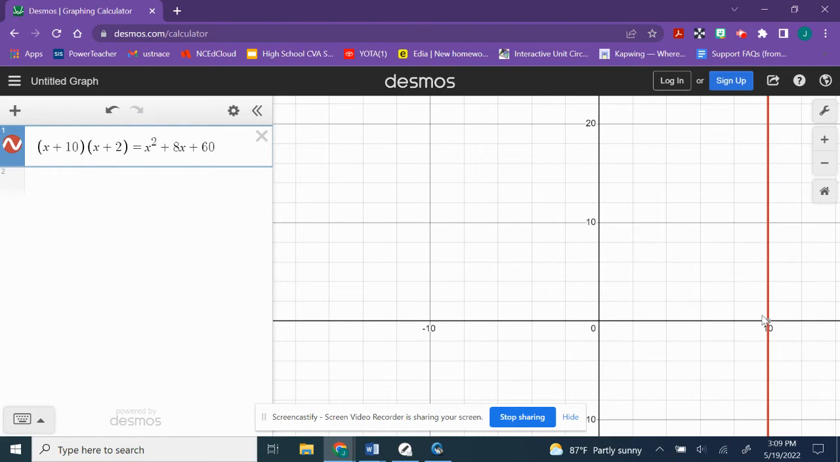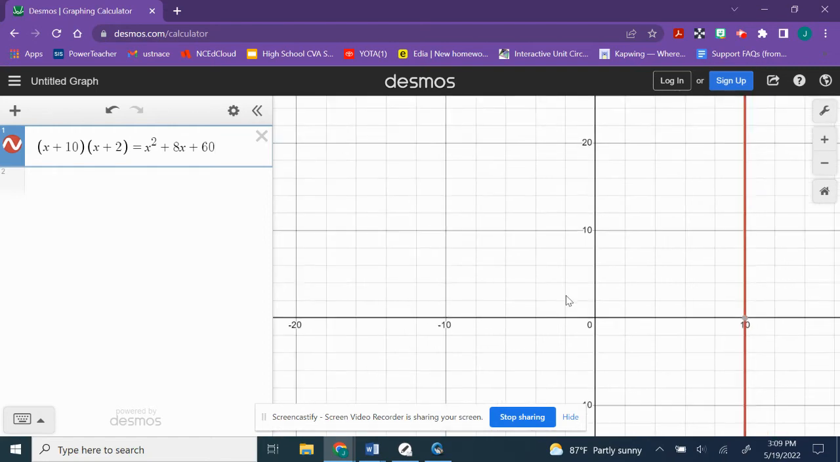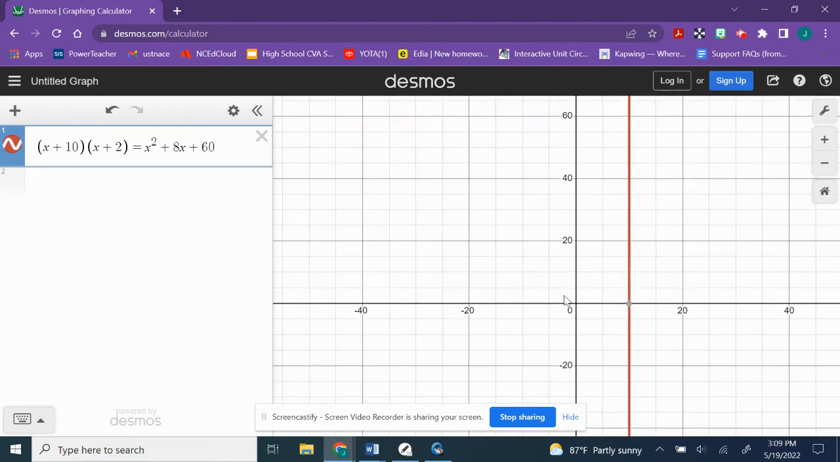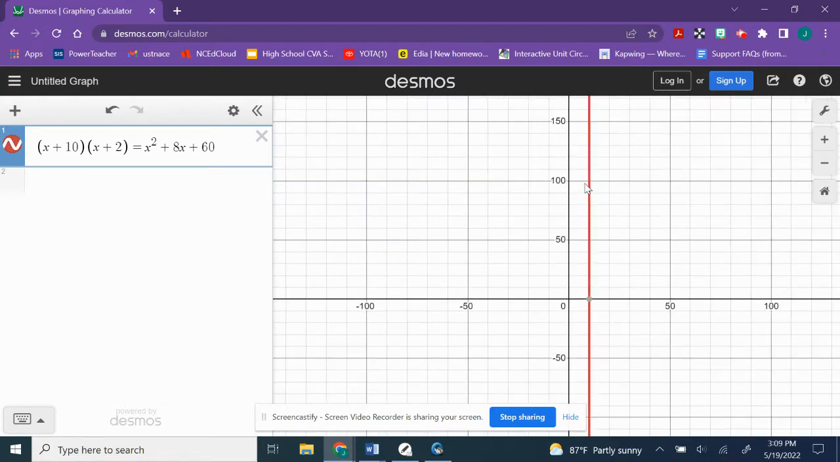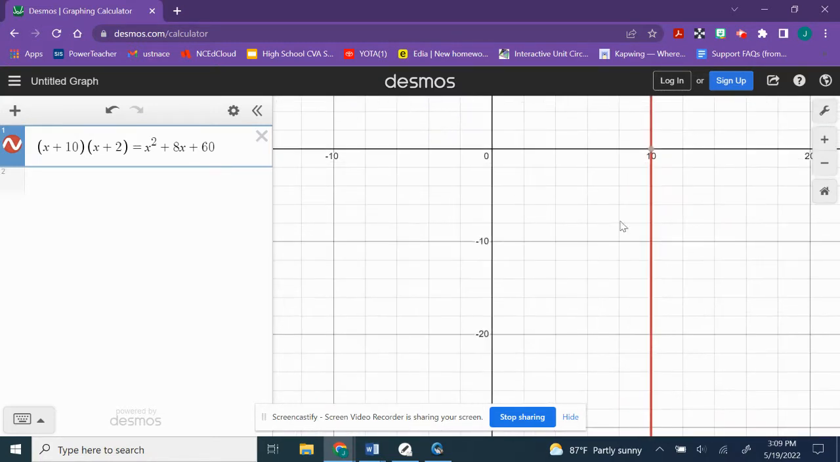And now we see our positive 10 right here. And in this case, we end up with a linear function. That linear function, because we ended up with the 4x, because those x squareds take care of themselves and cross each other out. So your answer is 10. That's the only place it crosses the x-axis.